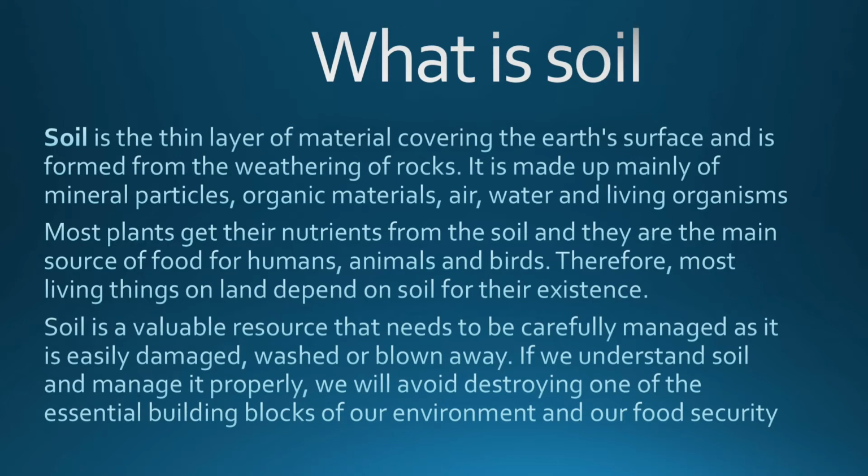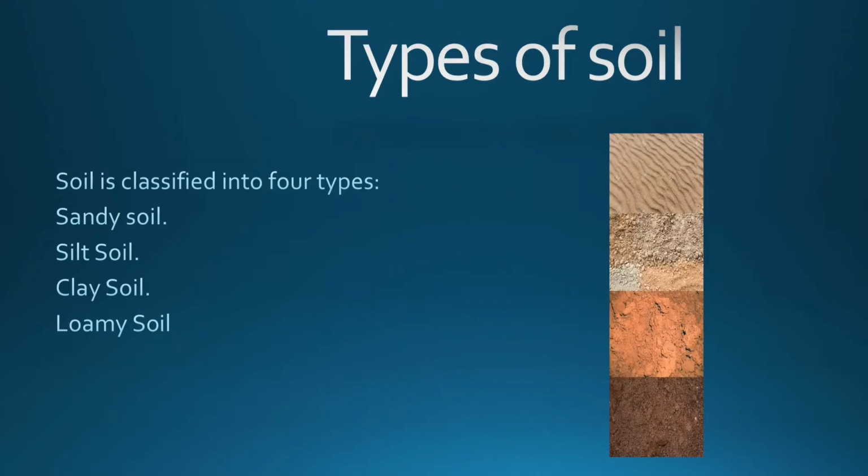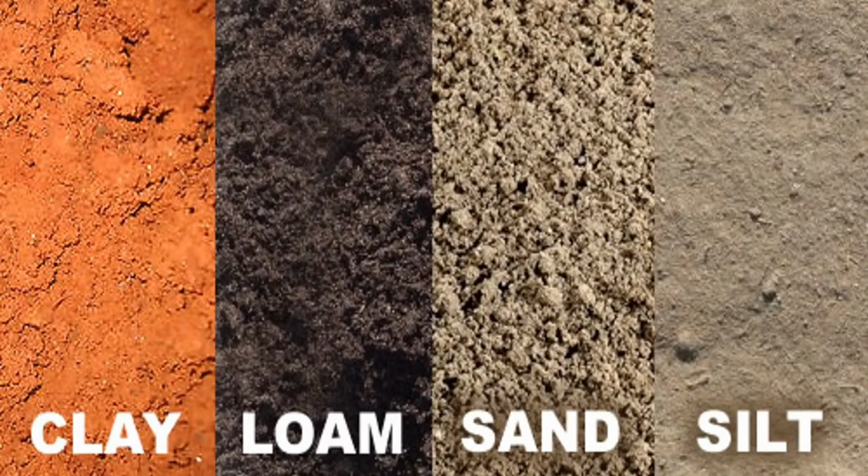Next, we are going to be talking about the types of soil. We have four types of soil. Soil is classified into four: sandy soil, silt soil, clay soil, and loam soil. Here are some pictures: clay, loam, sand, silt.